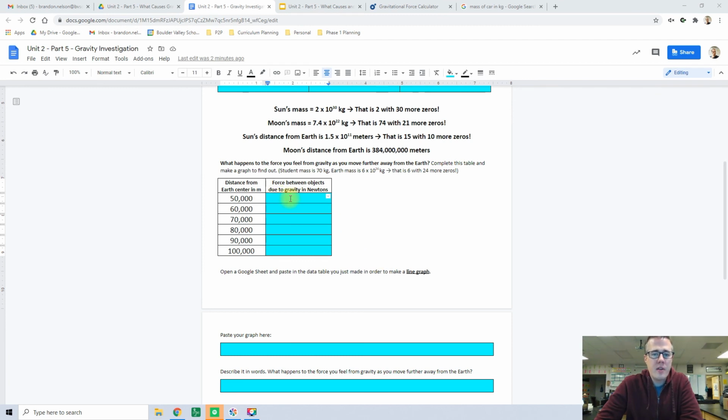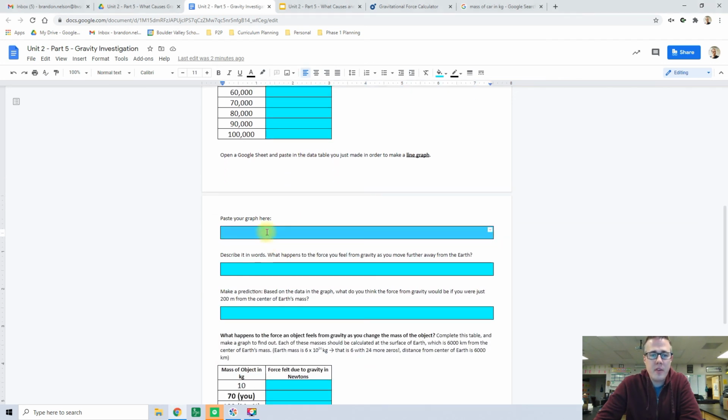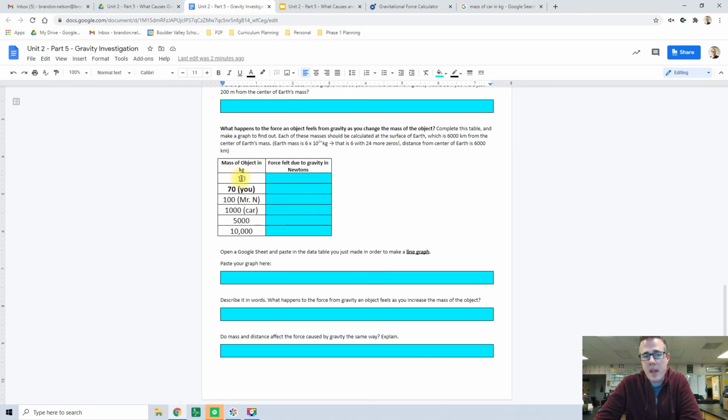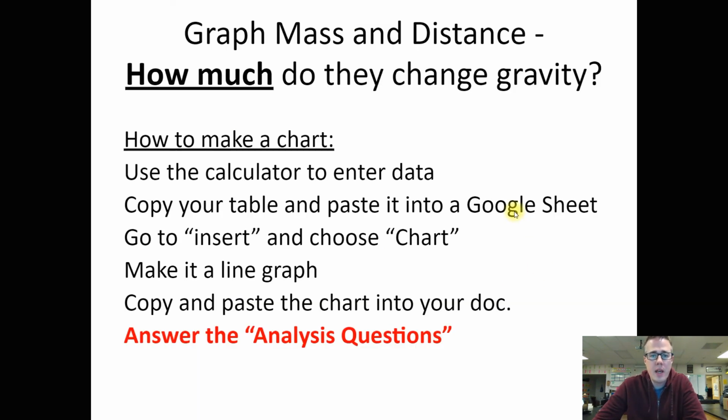Once you've used the calculator to figure out all of these forces, you're going to put them into a Google Sheet. Just make a brand new blank Google Sheet and make a line graph. I want you to paste your graph here and then just fill out the rest of the form. You're going to do the same thing that you just did by making a graph with masses, and hopefully you'll be able to compare those two graphs. Which thing affects gravity more? Is it the masses of the objects, or is it the distance between them that affects gravity the most? So now it's time to pause the video and go get to work using the calculator and filling out the form. These are all of your steps. Pause the video, go work on that now.